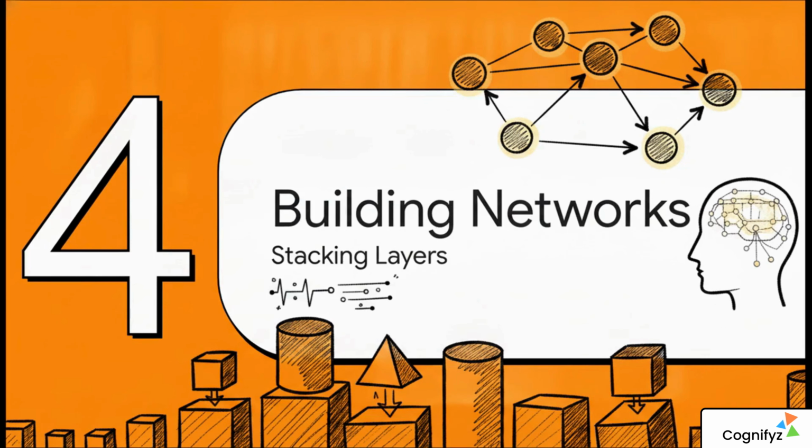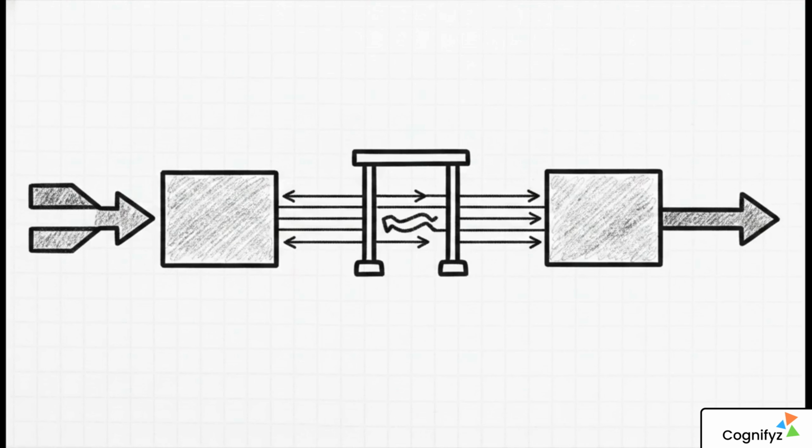All right, let's keep the momentum going. Section 4, Building and Training Networks. To actually build an AI network, we just snap these layers together. Here's a beautifully isolated little snippet of code that does exactly that. We use nn.Sequential to tell PyTorch, hey, stack these layers in this exact order.